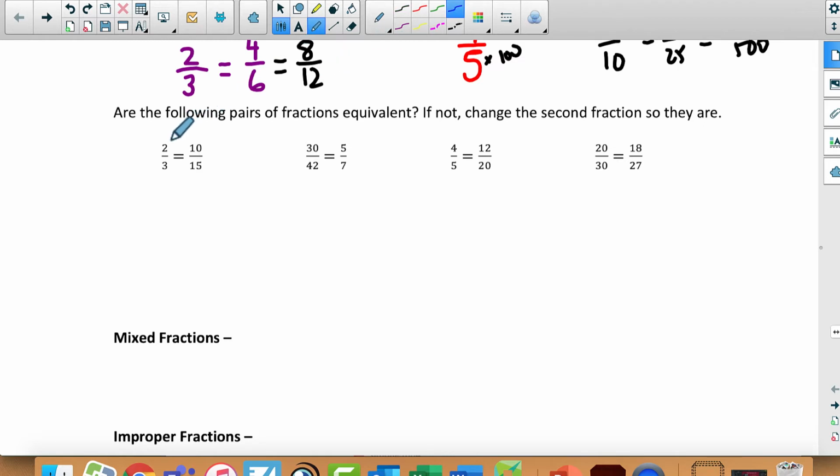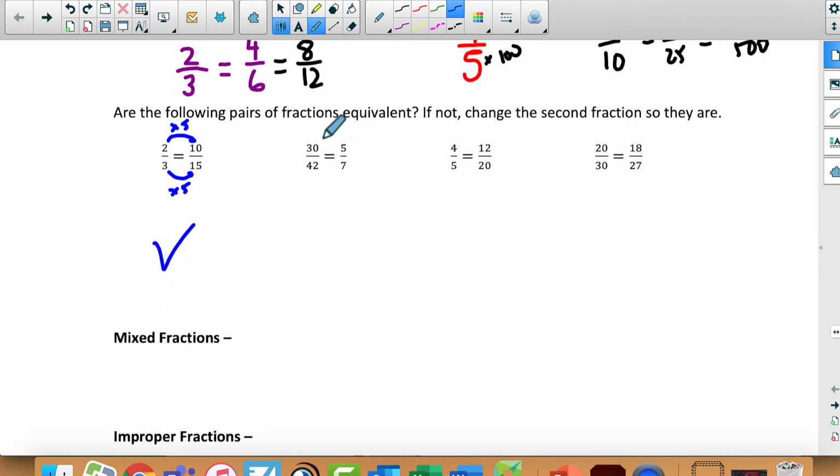So what you could do is ask yourself, what did I have to multiply 2 by to get 10? I'd need to multiply it by 5. What I do to the top, I have to do to the bottom as well. Is that what we multiplied 3 by to get 15? Did I multiply by 5? Absolutely. So yes, this one is equivalent.